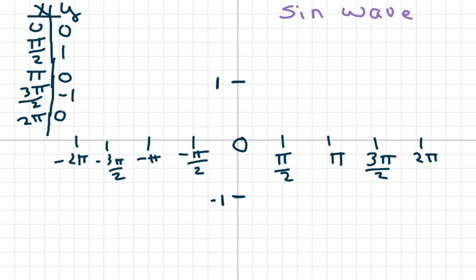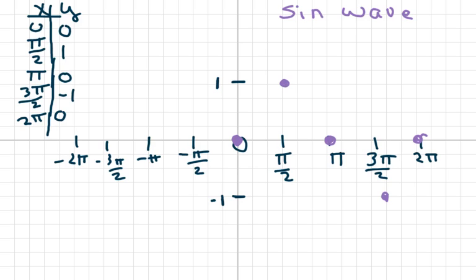You need to know your quadrantals, and basically I'm just going to graph between 0 and 2 pi using the table, and then I'm going to infer the negative part from the first part I got. So what I'm going to do is 0 goes with 0, pi over 2 goes to 1, pi goes back to 0, 3 pi over 2 goes to negative 1, and 2 pi goes back to 0.